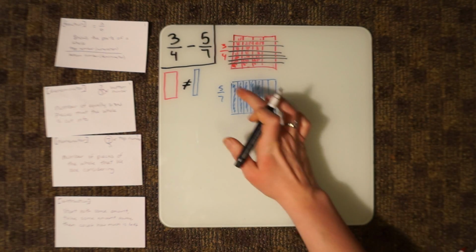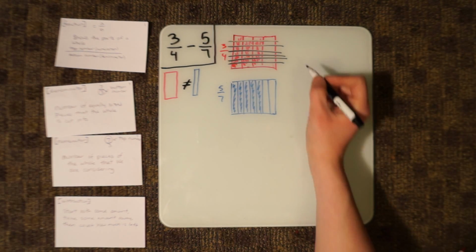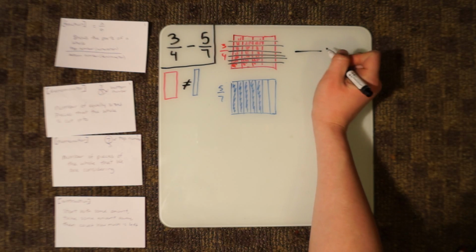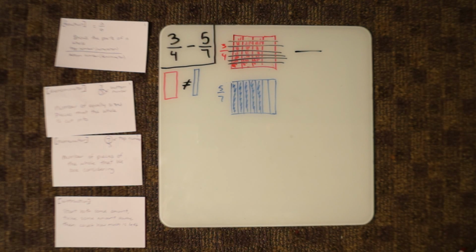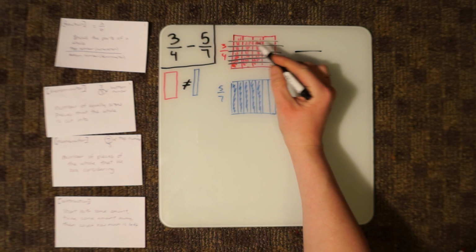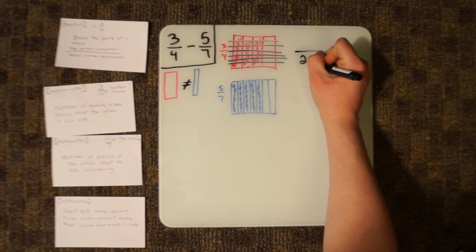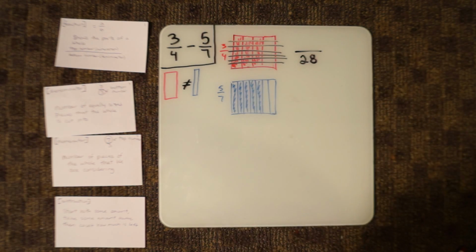So now we have to redefine this whole with a new denominator. Remember, the denominator is the number of equally sized pieces that the whole is cut into. If we count all of these pieces up, we would get 28.